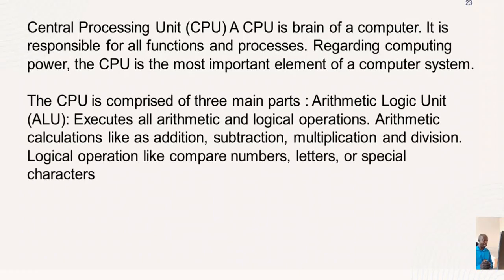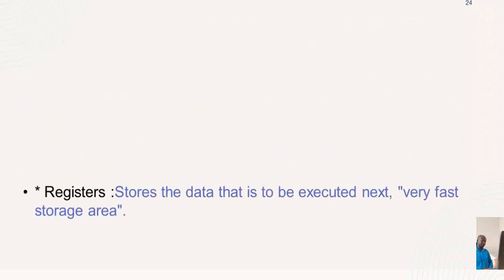CPU is comprised of three parts. Arithmetic logic unit, ALU, executes all arithmetic and logic operations. Arithmetic calculations like addition, subtraction, multiplication, and division. Logical operations like comparing numbers, letters, or special characters. Register stores data that is to be executed next. Very fast storage area.